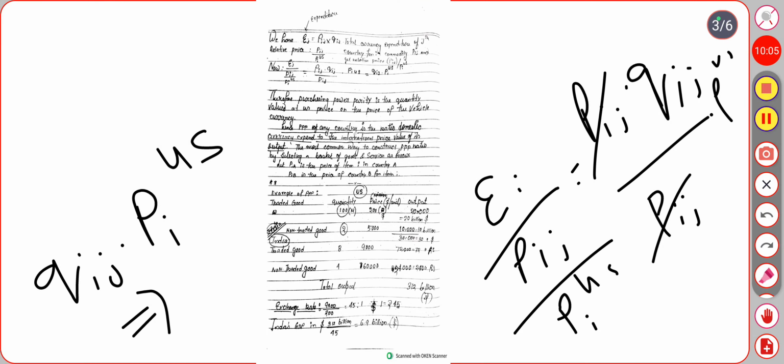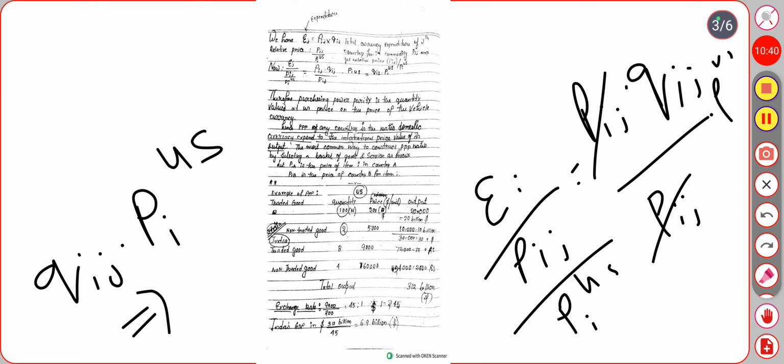Suppose we consider an example for purchasing power parity. In the US, the traded good quantity is 100. Someone is buying 100 units, and the price they need to pay is $200. So all total that is $20,000, which is also called $20 billion.